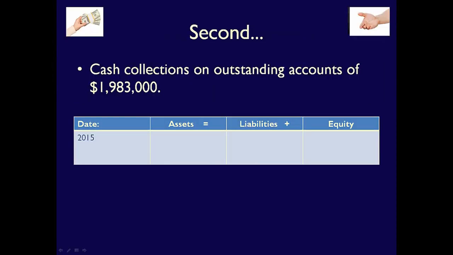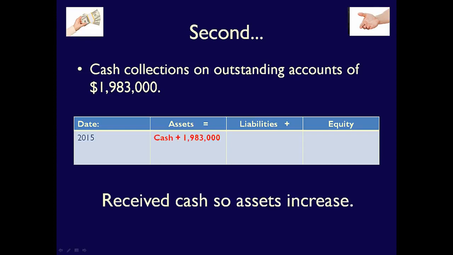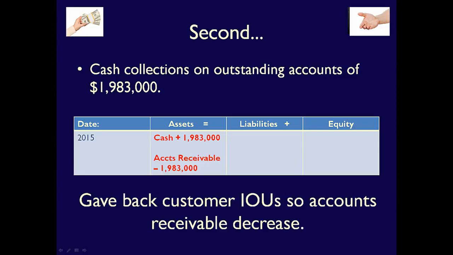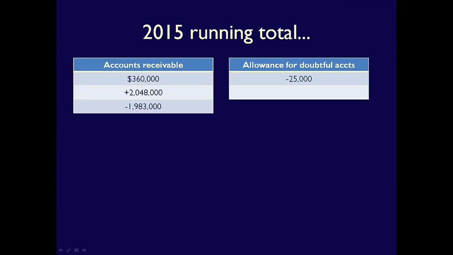Our second entry, the company collected $1,983,000 from their accounts receivable customers. What did we get? Cash, so assets increased by $1,983,000. What did we give away? Well, we gave back a lot of customer IOUs because they don't owe us money anymore. That means we have to decrease accounts receivable by $1,983,000. Let's add that to our running total. Accounts receivable decreased by $1,983,000.